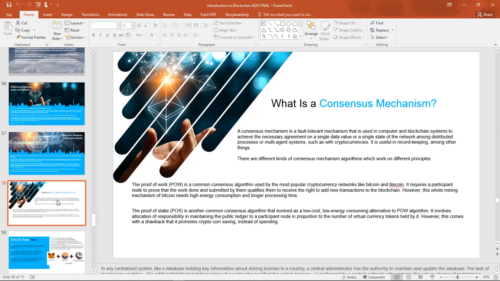Proof of work is a common consensus algorithm used by most popular cryptocurrency networks or blockchains like Bitcoin, Litecoin and Ethereum. It requires a participant node to prove that the work done and submitted by them qualifies them to receive the right to add a new transaction to the blockchain. However, this whole mining mechanism of Bitcoin needs high energy consumption and longer processing time.